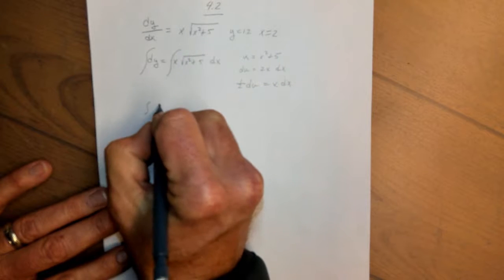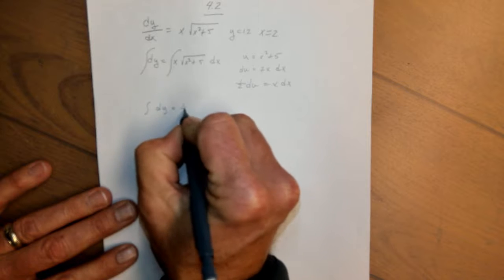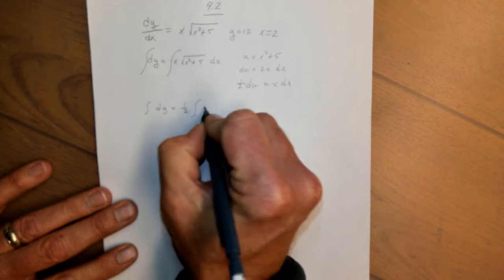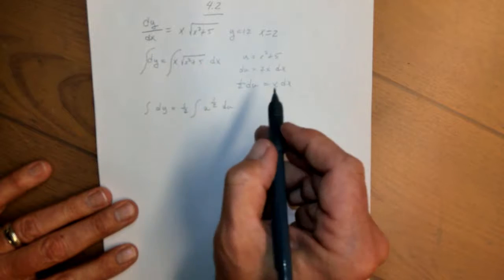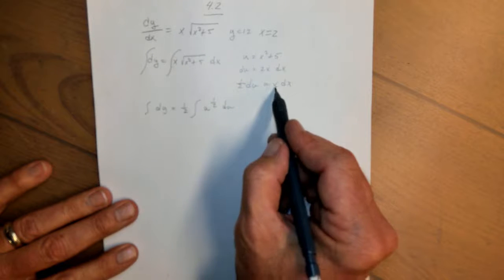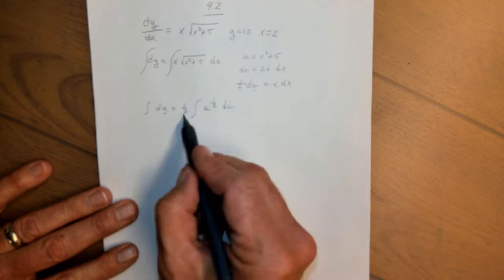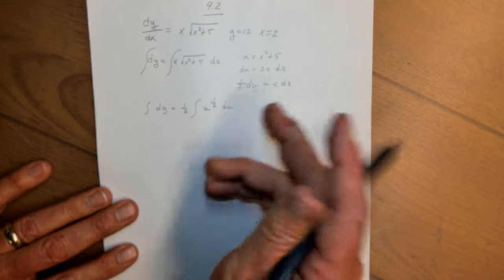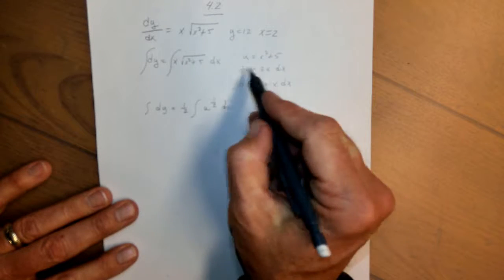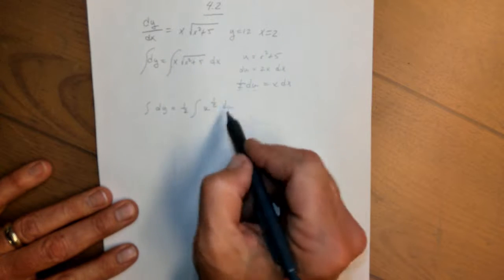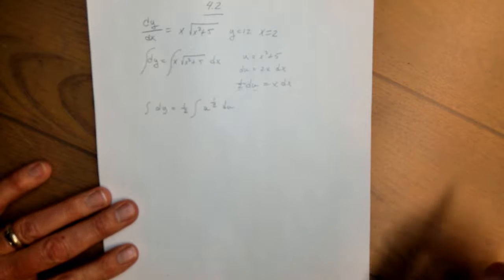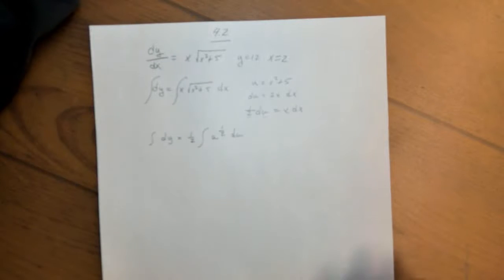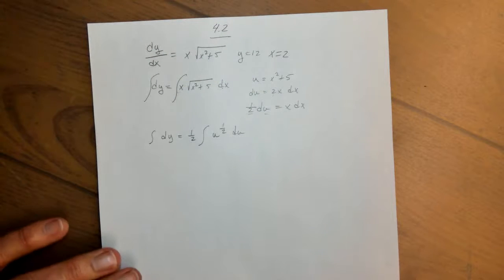So now doing our u substitution, that leaves us with 1/2 the integral of u to the 1/2 du. So x dx is equivalent to the 1/2 du. There's our 1/2 du. And then u is the x squared plus 5, and the square root, we just write it as u to the 1/2 so that we can use our power rule.